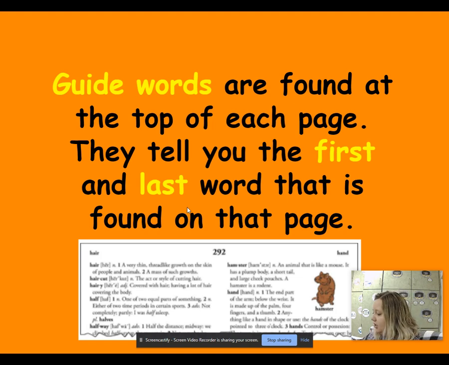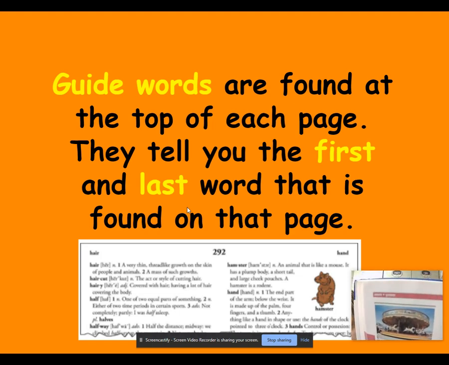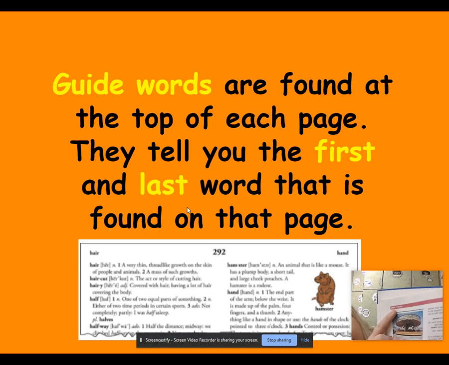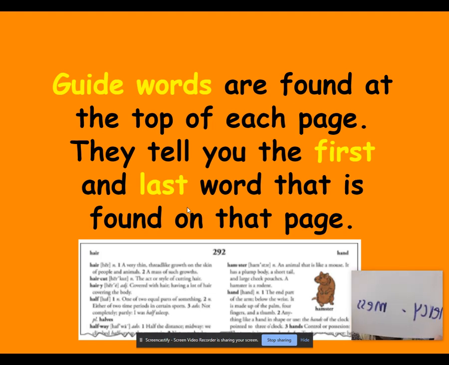I'm going to look in my dictionary really quick. Sometimes they're like this. At the very top, right up here, I know it's blurry, but it says mercy and mess, okay? You know that the very first word on that page is going to be mercy, and the very last word on that page is going to be mess, and there are going to be words that follow in between mercy and mess on that page, okay?